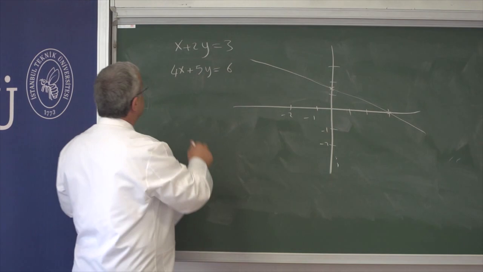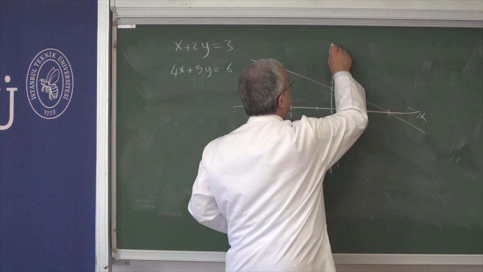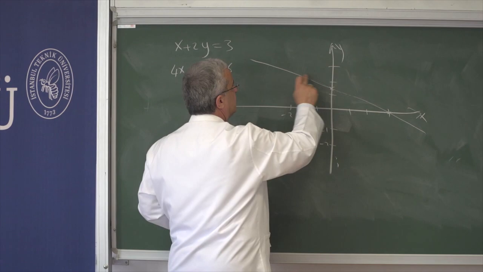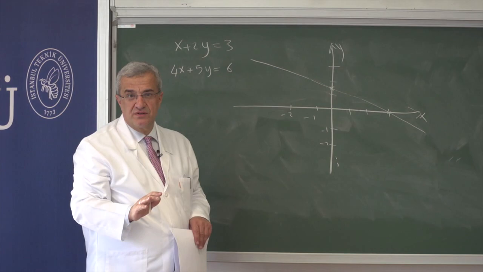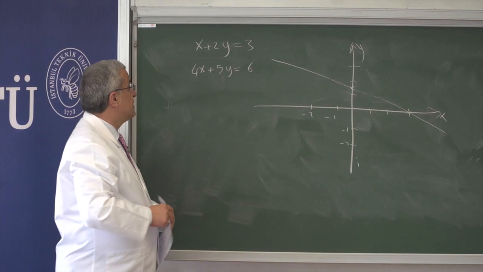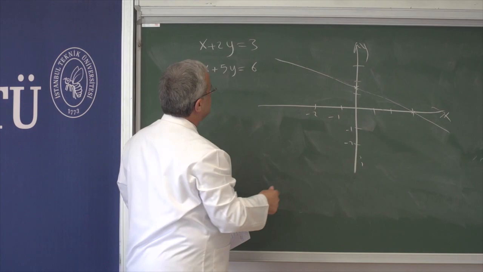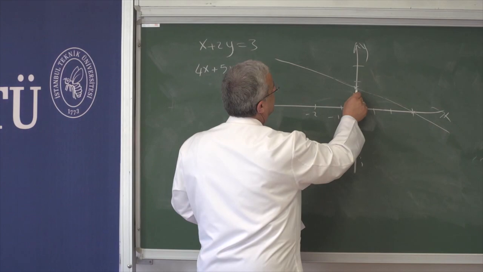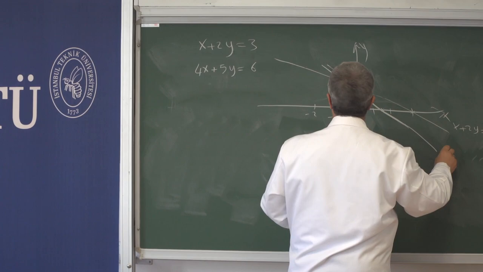The other equation, so these x's and y's, every x and y on this satisfies the first equation. So how many x and y satisfy this? Infinitely many, right? So when we look at the second one, when x is equal to 0, y is equal to 6 over 5, so it's somewhere here. This is 4x plus 5y equal to 6.